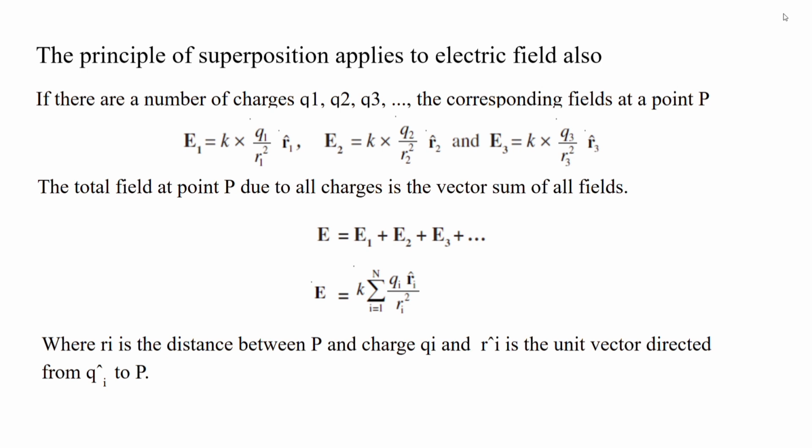Mathematically, we can represent this using the summation formula. Here, Ri is the distance between P and the charge Qi, and r hat i is the unit vector directed from charge Qi to P.